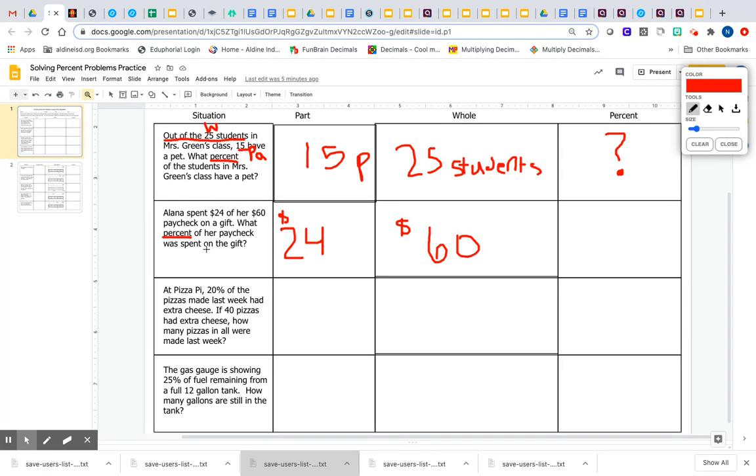So it lets me know that she did not spend her entire paycheck. And then the problem is saying, what percent. So it lets me know that I'm looking for my percent. And that's all there is to it.